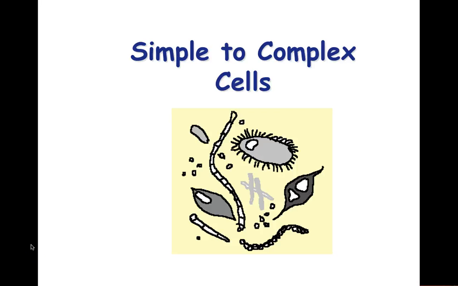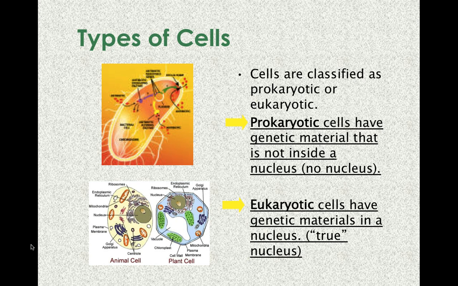Alright guys, we're going to talk about simple to complex cells today. So we have two basic types of cells. Cells are classified as prokaryotic or eukaryotic. The top picture represents a prokaryotic cell. Prokaryotic cells have genetic material that is not inside of a nucleus, so they have no true nucleus. They're very simple cells that are bacteria cells.